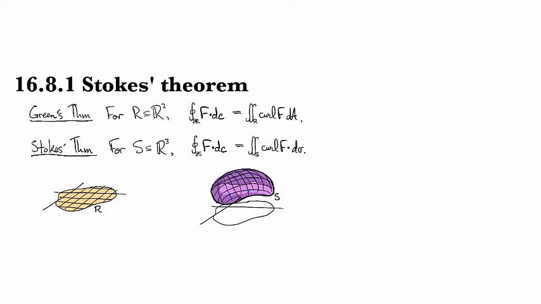So in this section, we're going to look at Stokes' theorem, which is a 3D version of Green's theorem. And just to emphasize how similar it is to Green's theorem and how little there is that's different, I've got them written out next to each other. So let's just quickly review Green's theorem.